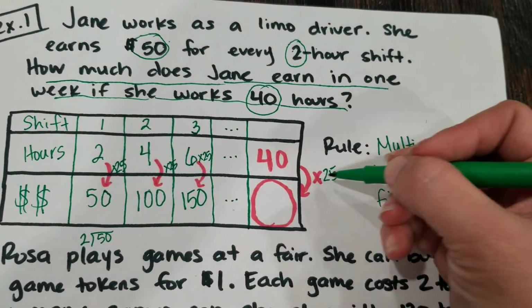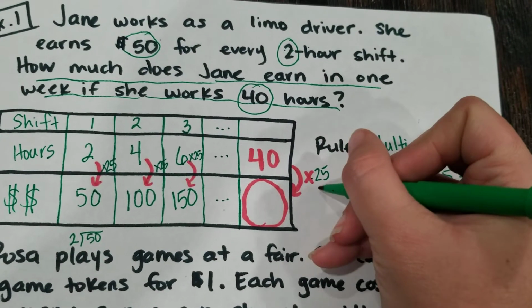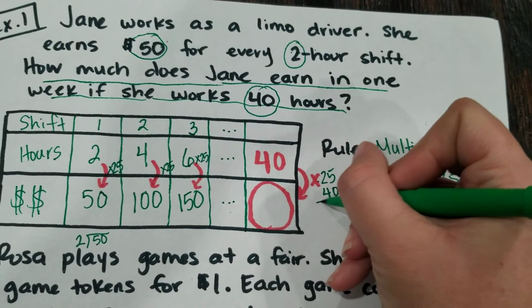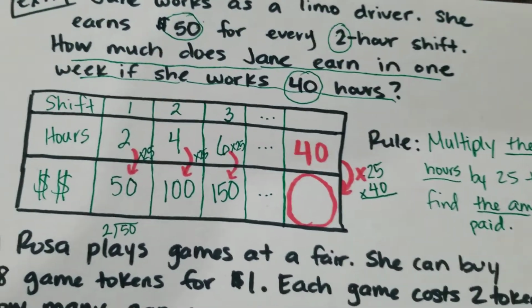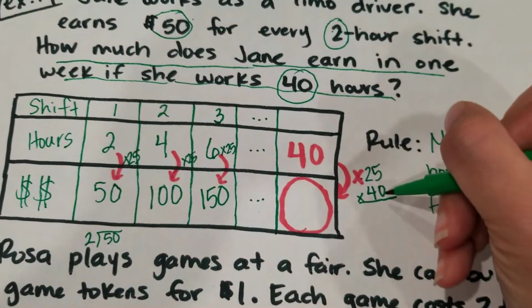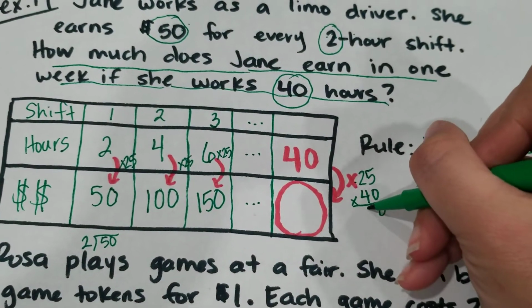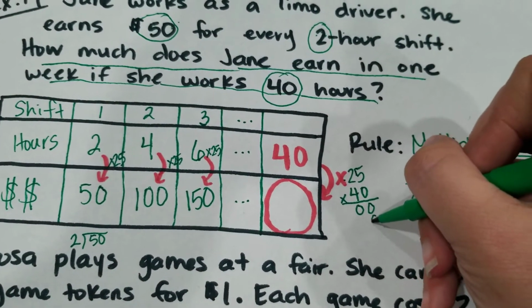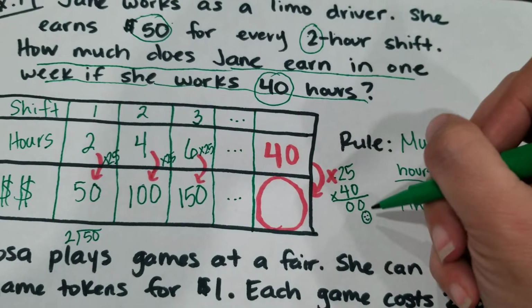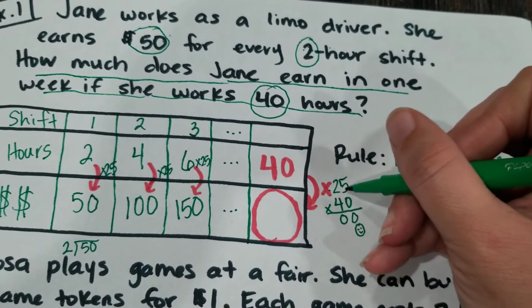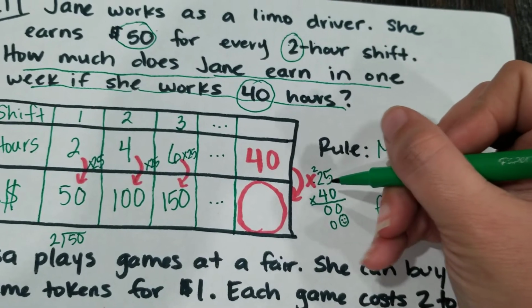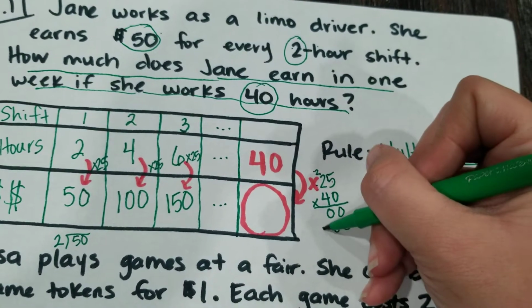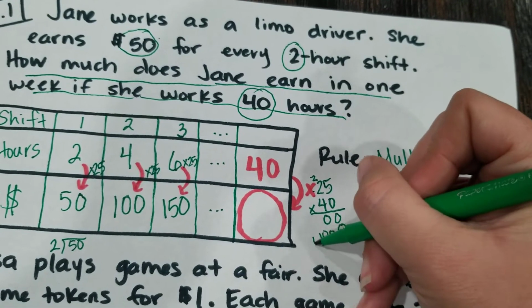So 40 times 25. I'm going to squeeze it in right here. I'm just going to put the 40 right here. Remember, multiplying, it doesn't matter which one's on top, right? Okay, 0 times 5 is 0. 0 times 2 is 0. Then we put our placeholder 0. I call him Bob. And now we do our 4. 4 times 5 is 20. 0, carry the 2. 4 times 2 is 8. Plus 2 is 10.